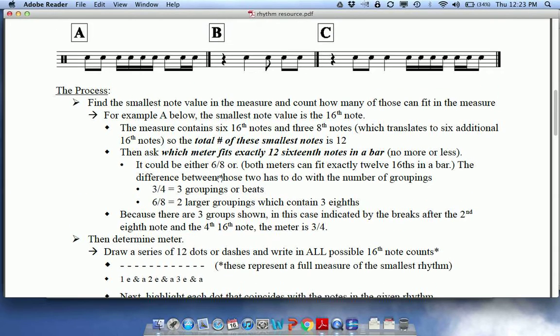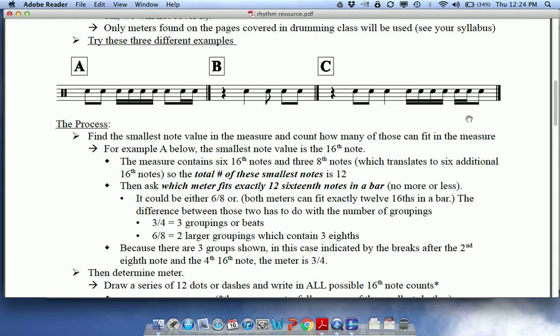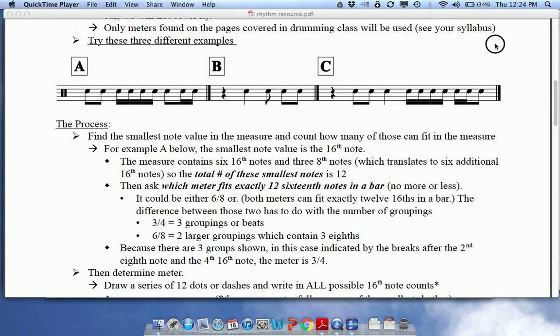So example B. And again, hopefully you've paused the video so that you've come up with your own answers, and then all I'm doing is talking through my process, and maybe some of your process is slightly different than mine, but as long as you get the right answer and you feel confident you can reproduce it, totally fine with me. Now, first step, find the smallest note value.